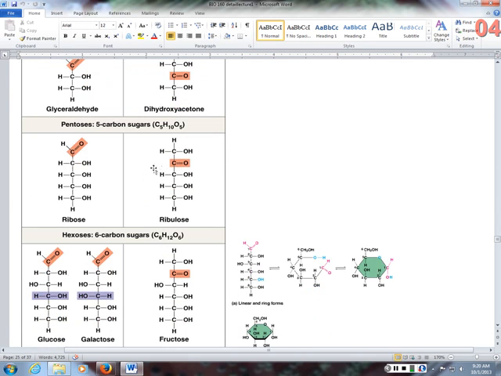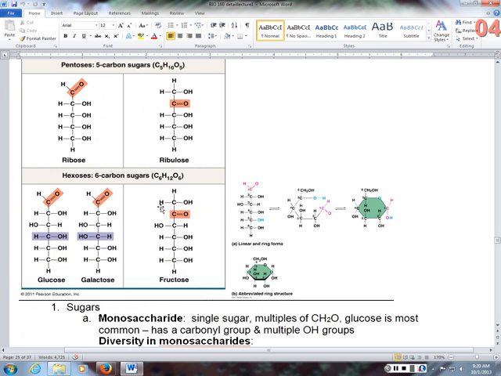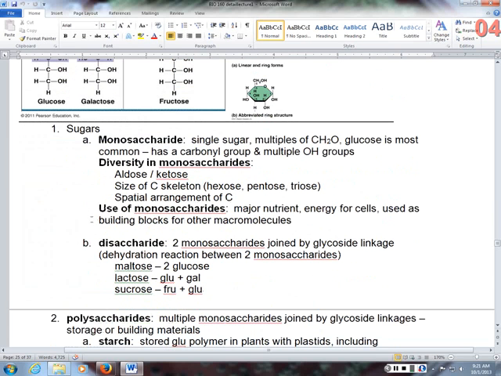If you've got the 5 carbon sugars, you've got ribose and ribulose. The 6 carbon sugars are glucose, galactose, and fructose. The monosaccharides are the single sugars. All sugars are a multiple of 1 carbon, 2 hydrogens, and 1 oxygen. So if you have a pentose, you multiply everything by 5: 5 carbons, 10 hydrogens, 5 oxygens. If you have a hexose, you multiply everything by 6. But that is the common multiple.